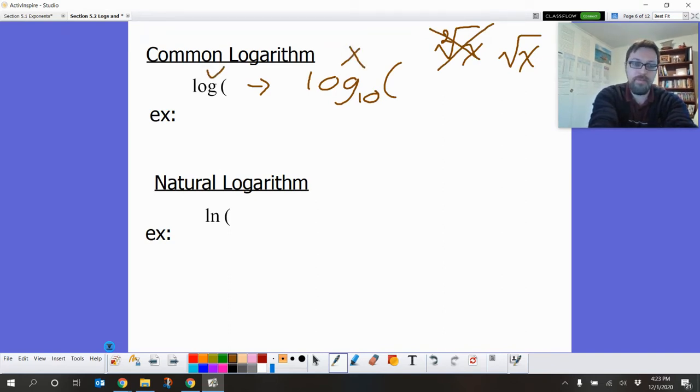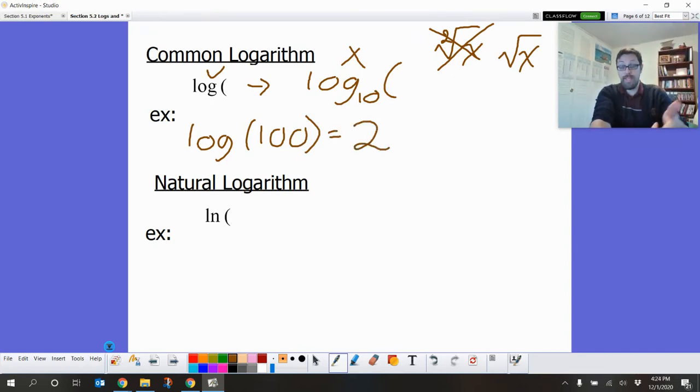So an example of this would be if we had log of 100 equaling 2. So that's saying if you translate it back to exponential, that 10 squared equals 100.